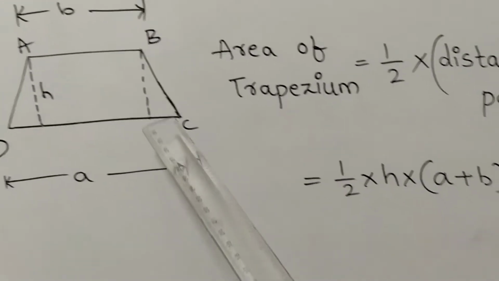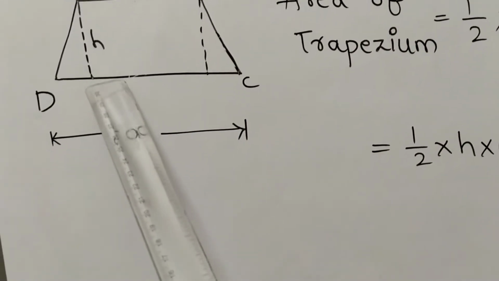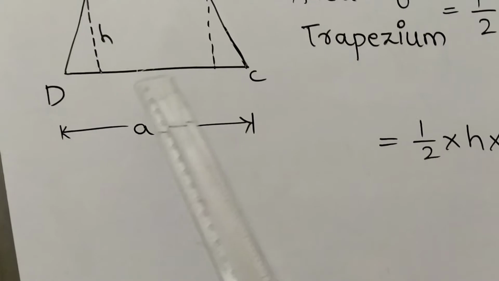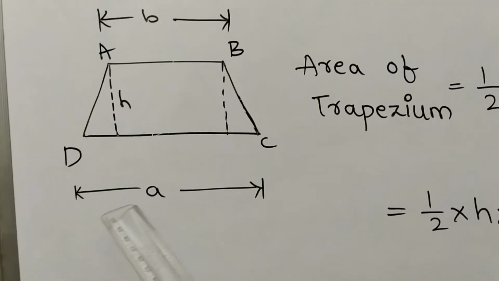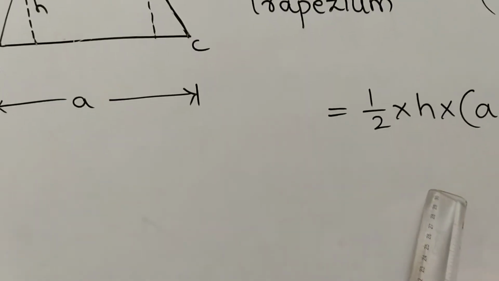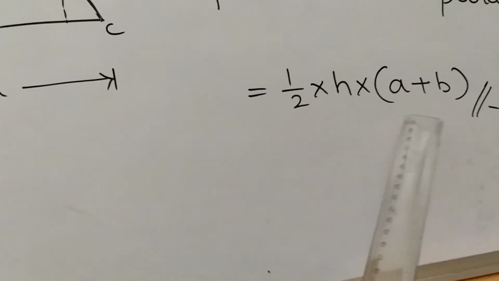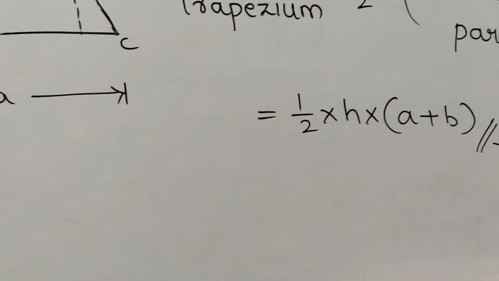So half into the distance between them, that is how much distance is in between these two lines, into the sum of these two sides, that is a plus b. So here we are taking half into height into a plus b. This is the area of a trapezium.